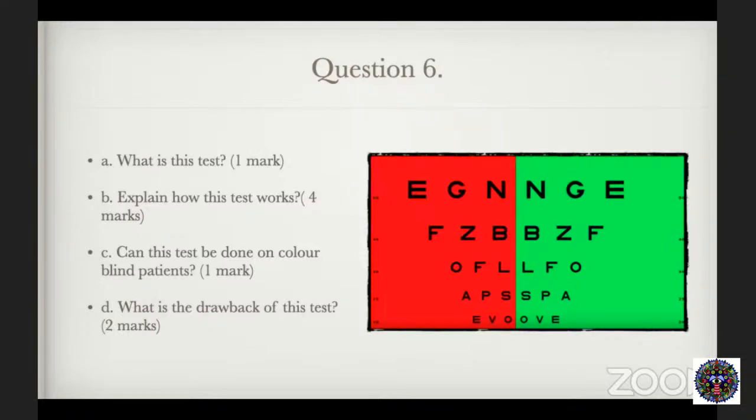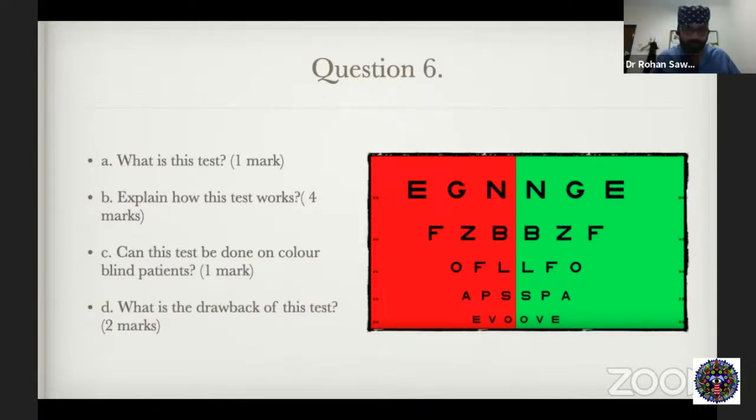Chromatic aberration. They've given it 4 marks. If you just write chromatic aberration, you're not going to get 4 marks. You might probably get 1 or 2 marks. How does this chromatic aberration work in this case? Third question, very interesting one. Can this test be done on a colorblind patient? And what is a drawback of this test?